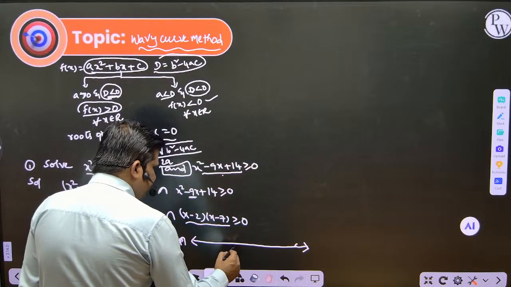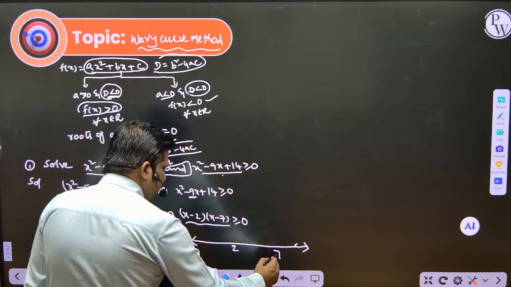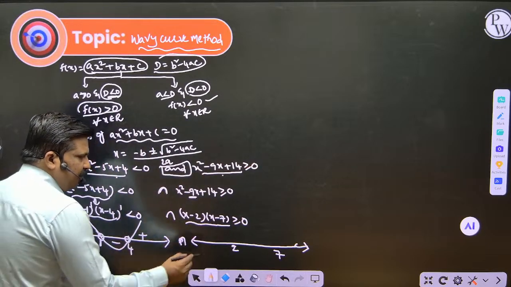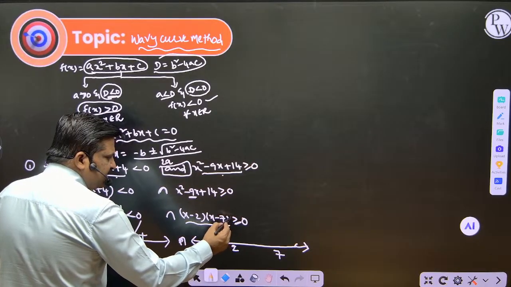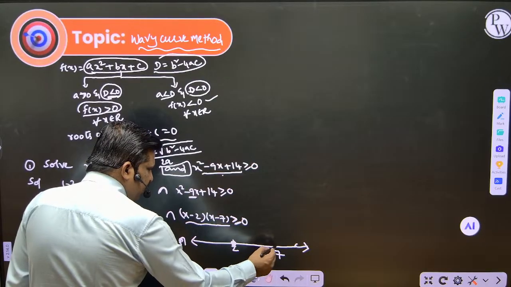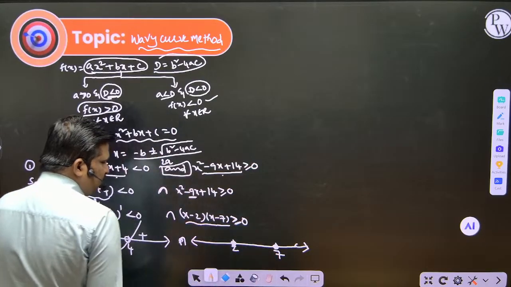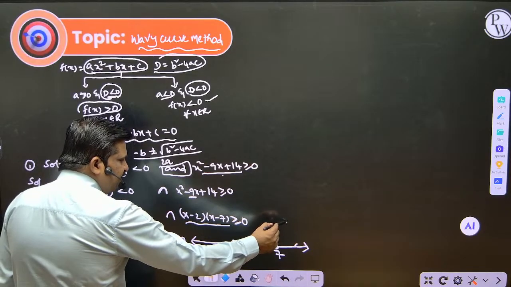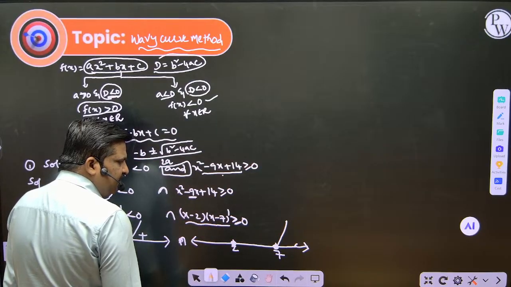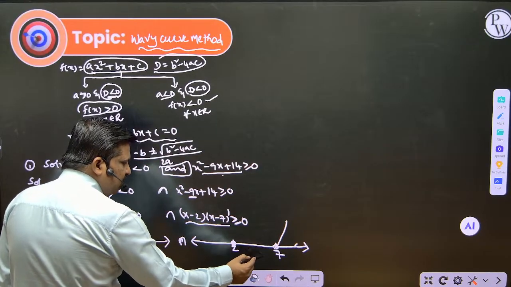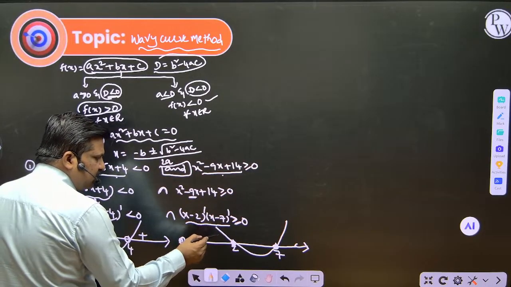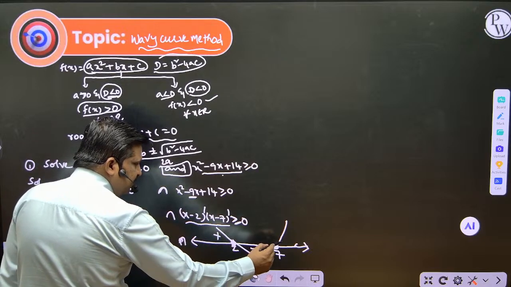2 and 7. So 2 is included and 7 is also included. Why? Because here equal to 0 is there. That's why here we will take 2 closed and 7 also closed. Again start the wave from the right side of the largest value. See, its power is 1, an odd number, so it crosses. 2's power is also an odd number, so it crosses. Plus, minus and plus.